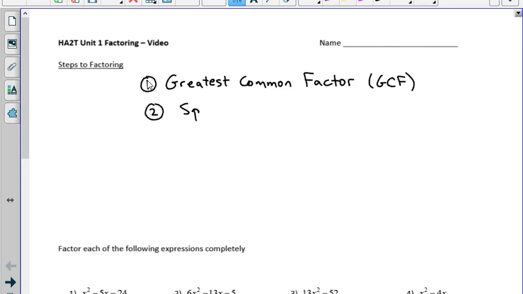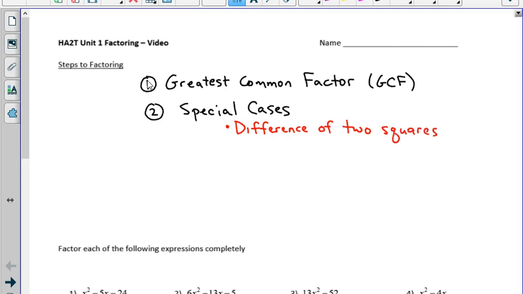Number 2, look for any special case that we might be dealing with. So there are 3 special cases that I'm going to talk about. One we'll actually look at, and that's the difference of 2 squares. So the difference of 2 squares is when you have something that looks like a squared minus b squared. You can rewrite that as the product of a plus b times a minus b. So that's something that you probably learned before. The difference of 2 squares is something you have to be on the lookout for.